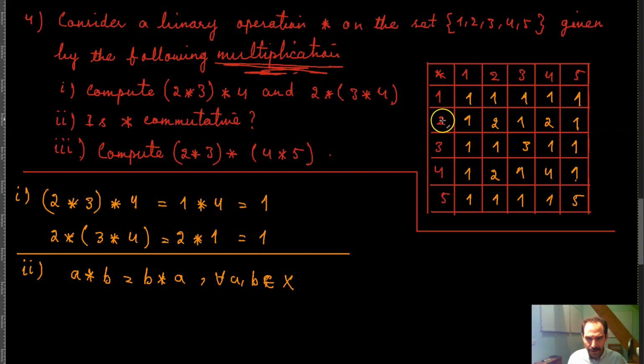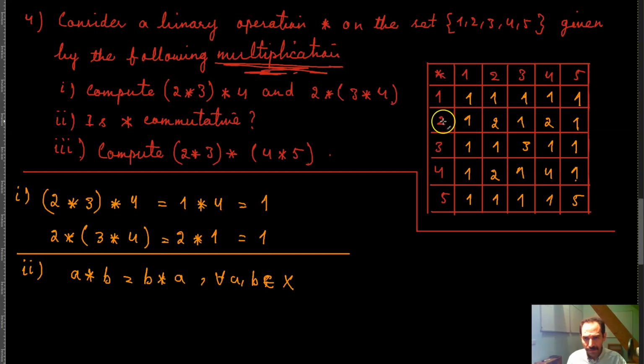check on the table, meaning that, for example, 1 star 1 is equal to 1, and then again 1 star 1 has to be equal to 1, which is the case. So for example, 1 star 2 is 1, 2 star 1 is 1, 1 star 3 is equal to 1, 3 star 1 is equal to 1, 1 star 4 is equal to 1, 4 star 1 is equal to 1, 1 star 5 is equal to 1, 5 star 1 is equal to 1. So we have no problem with the first range of numbers, or whatever you want to call it.